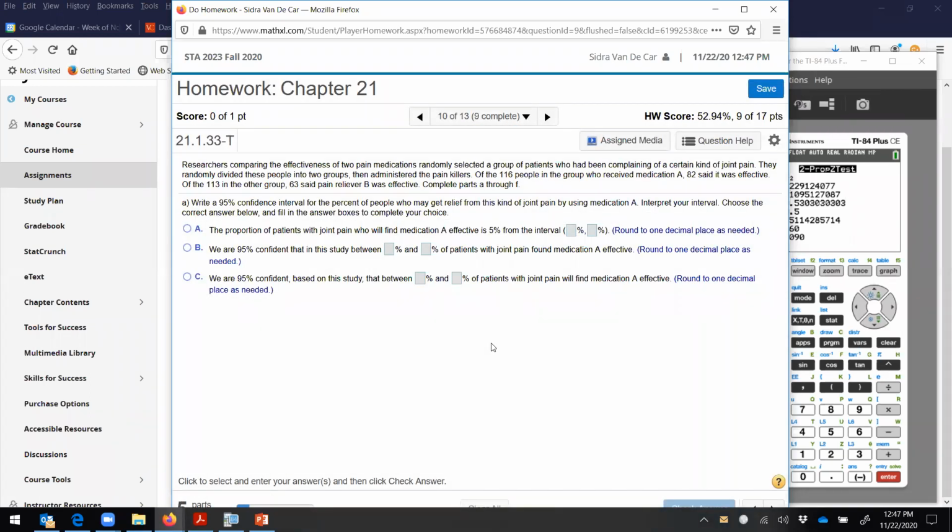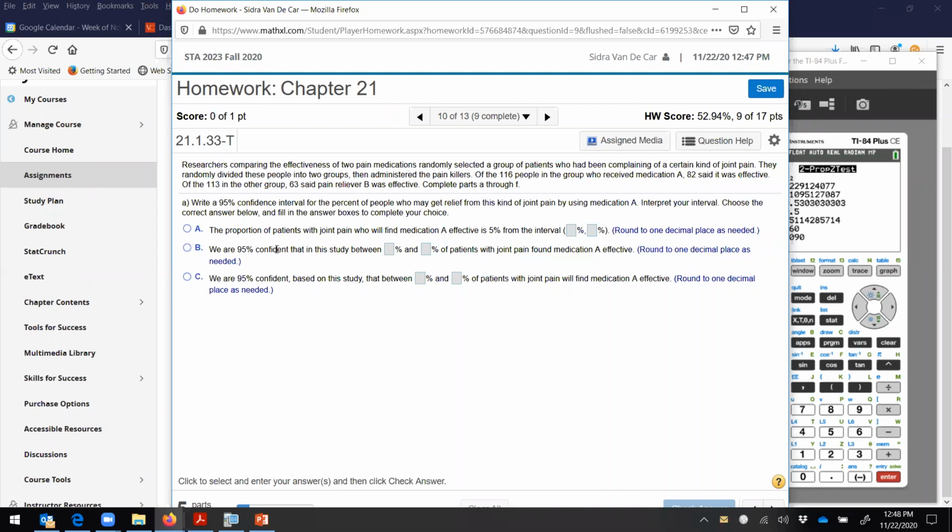Researchers comparing the effectiveness of two pain medications randomly selected a group of patients who had been complaining of a certain kind of joint pain. They randomly divided these people into two groups, then administered the painkillers. Of the 116 people in the group who received medication A, 82 said it was effective, and the other group, 63 out of 113 said it was effective.